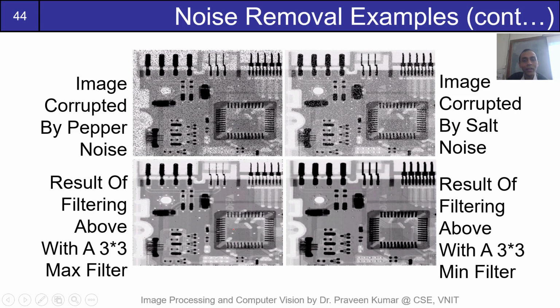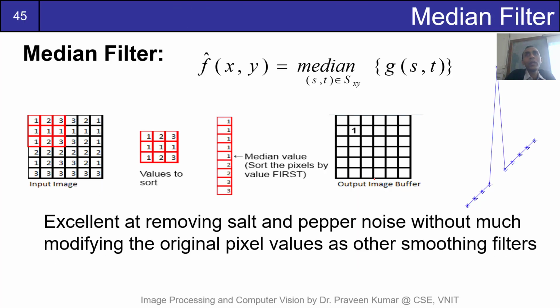But there is a side effect here. As you can see, if you are going for a max filter, the white portions get thickened, and for example these black strips, these connector chips, are getting thinned, and similarly on the other side they are getting thickened, which is expected. So that is a side effect of doing this max and min filtering.